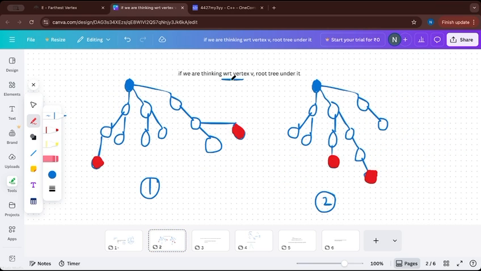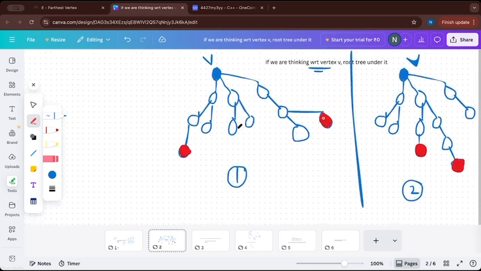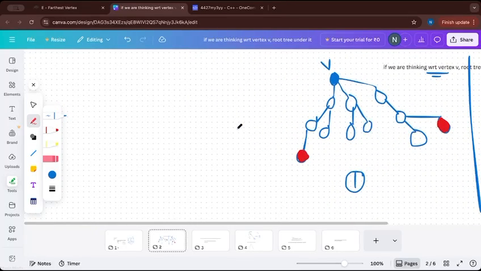So if we are thinking with respect to v, then let's root the tree under it. So for example, if this is the vertex we are thinking, this is the v. There are two cases. Let's come to the first one for now. So if this is the tree and we rooted at v, how can the diameter be in the tree? So if we take a v, it can pass through v or it cannot pass through v, right?